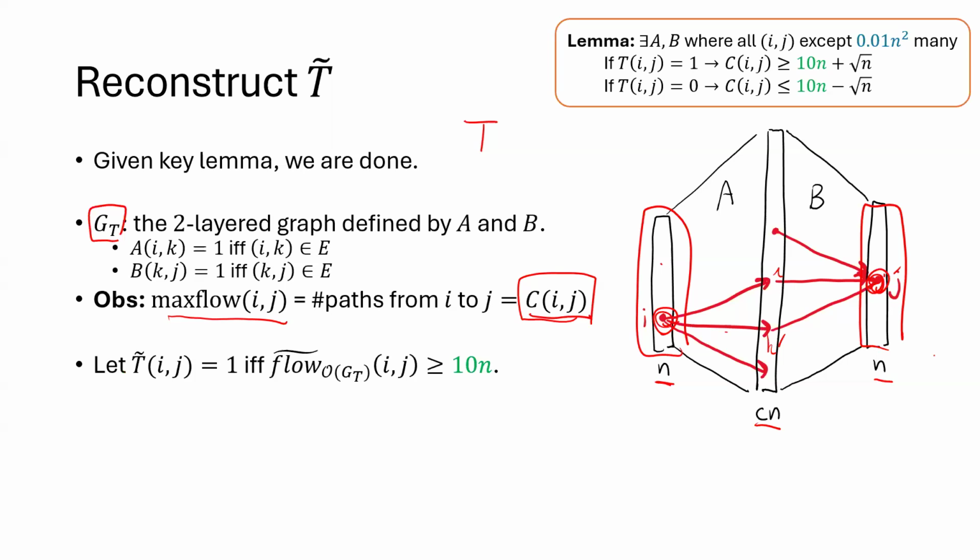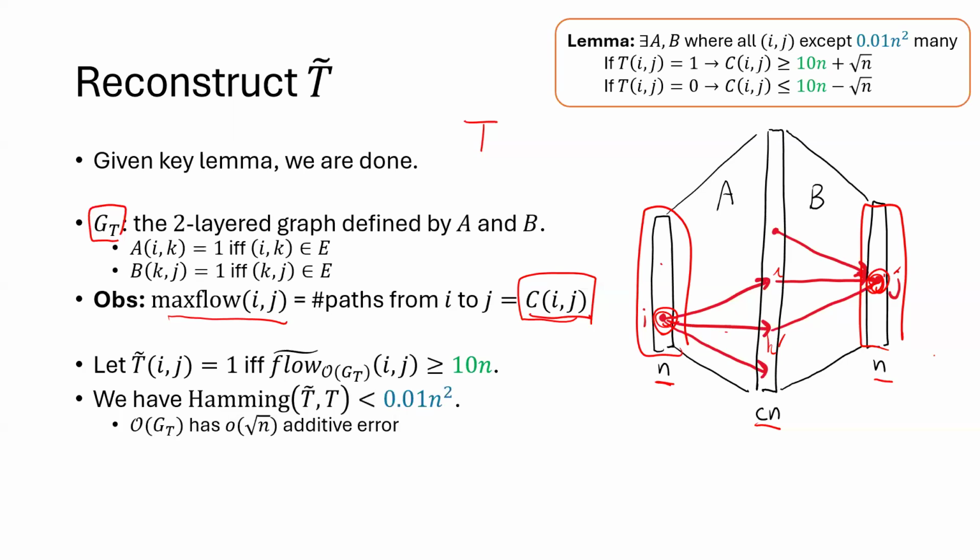Okay, so now let me construct T tilde. I'm just going to define T tilde to be like this. T tilde at entry ij is going to be 1 if my oracle returns that the maximum flow value is more than 10n. And now I claim that this T tilde and T will basically be the same up to 1%.